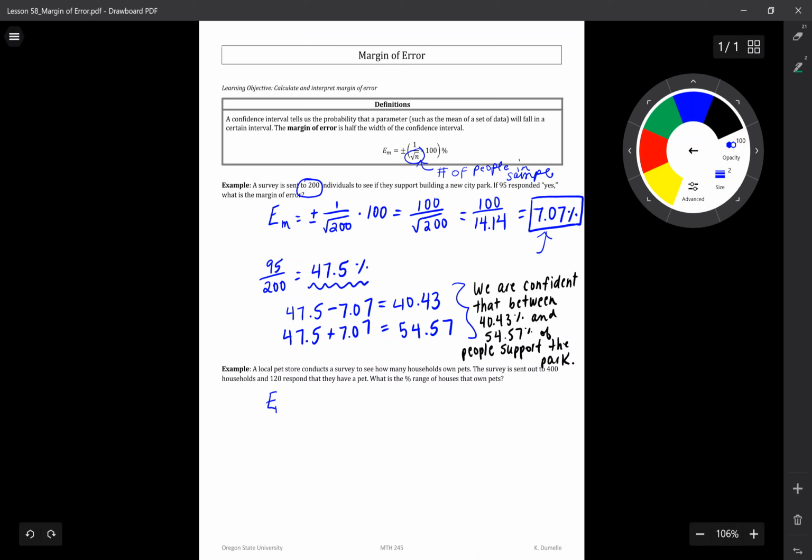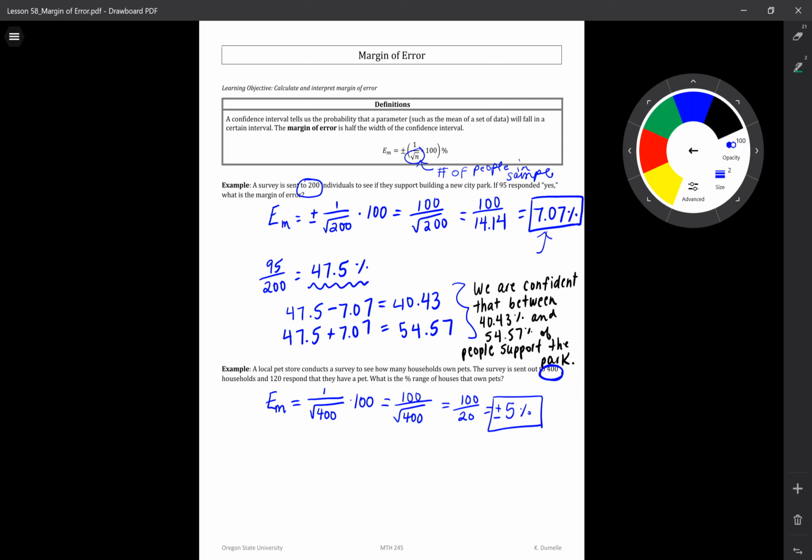I see that E sub m, the number of people we're surveying, is 400. So this is 1 divided by the square root of 400 times 100. This is equal to 100 divided by the square root of 400. The square root of 400 is 20. So I have 100 divided by 20, which is 5%, plus or minus. So whatever percentage we actually end up getting, we can be very certain that the actual percentage of people who own pets is within 5% of that number.